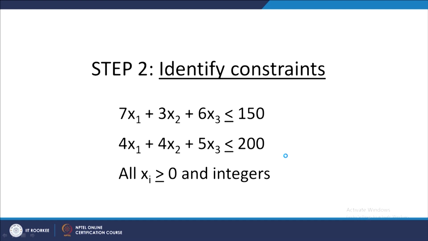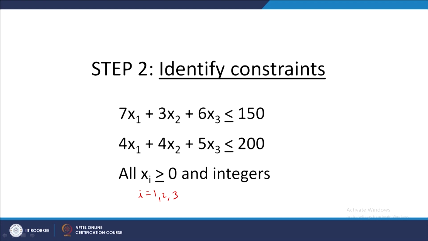In a similar manner, we have the second constraint, that is 4x1 plus 4x2 plus 5x3 should be less than or equal to 200. And of course, all the decision variables x1, x2, x3 should be greater than or equal to 0 and they should be integers. Of course, the value of i goes from 1, 2 up to 3.